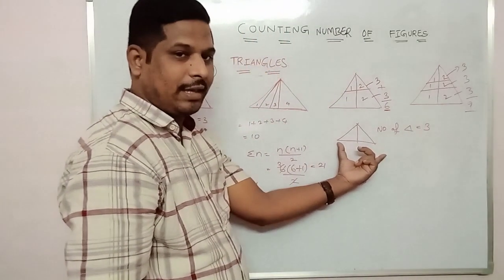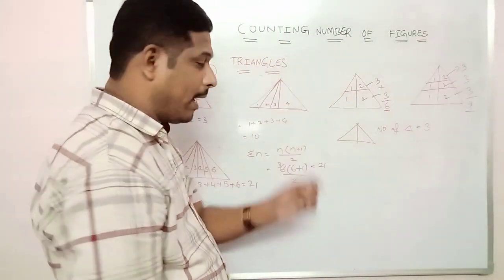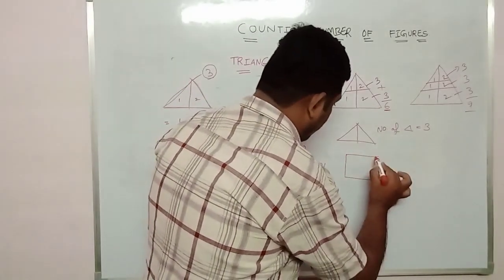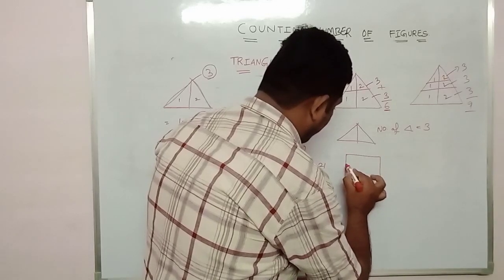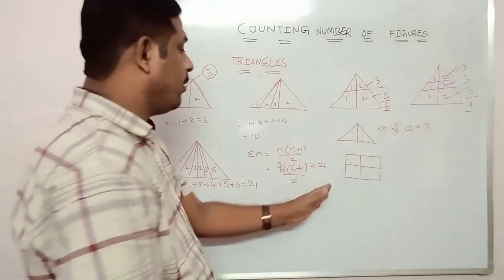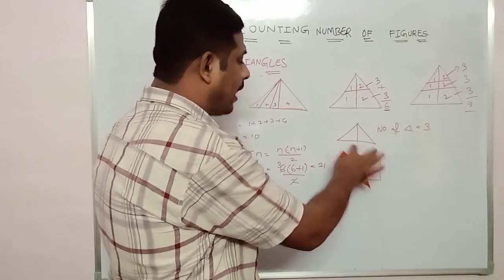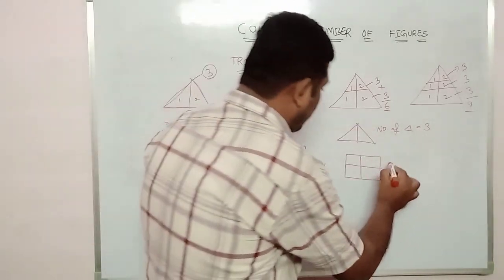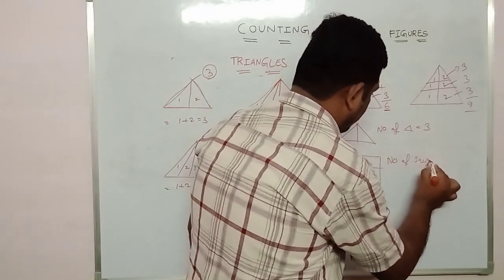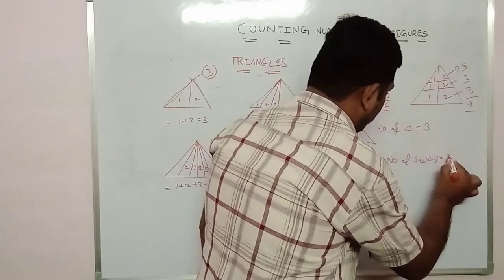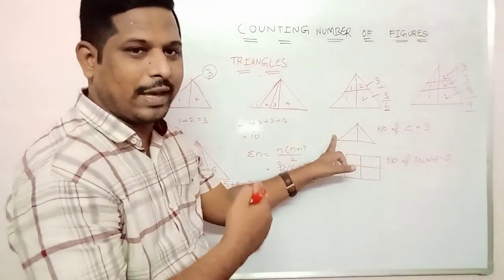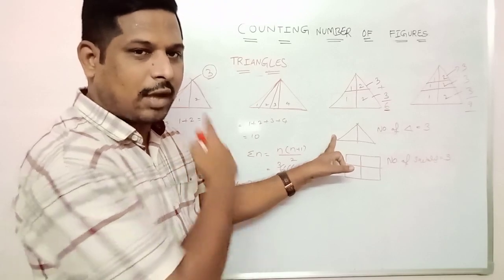Please remember this point. Previously we discussed one point: in a square with a plus symbol, what is the number of squares? 5. 1, 2, 3, 4 and a bigger one. So the number of squares is 5. Both these points are very, very important while we are solving complicated problems in counting the number of figures.